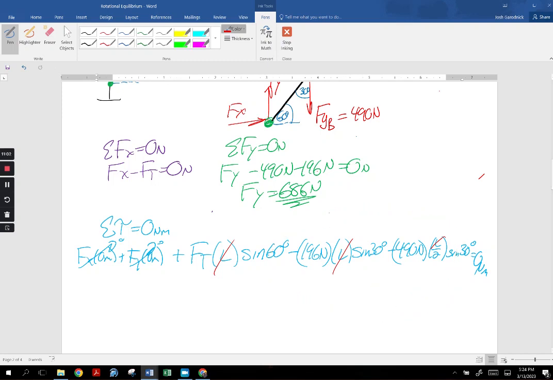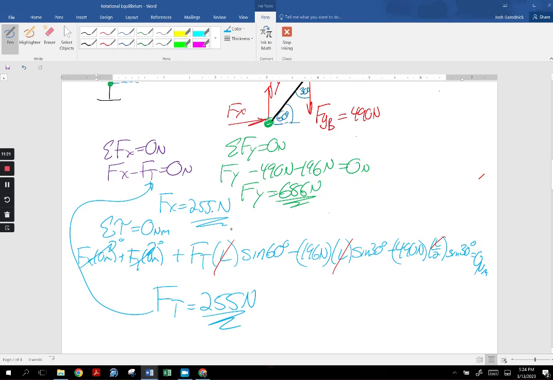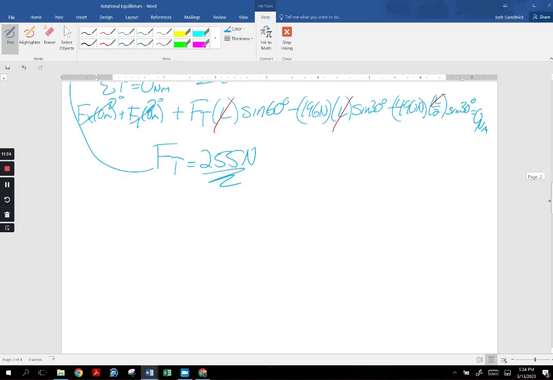Anyway, once you get that, guess what? You can get that the tension force is equal to, this is a very big coincidence, 255 newtons. 255 was an answer from a previous problem. Once you get that, you can throw it right in here, and you know that Fx is also 255 newtons. So that's about it, peoples. Let's go review this really quickly.